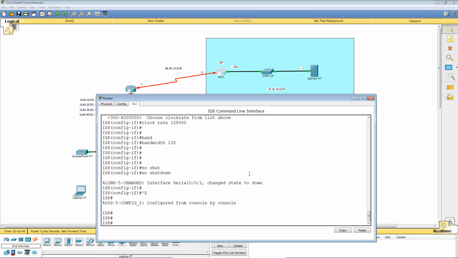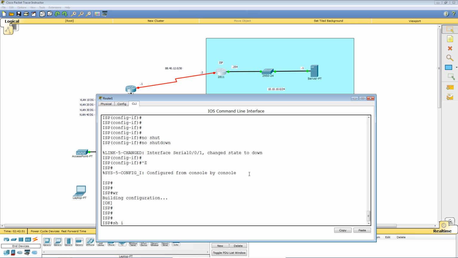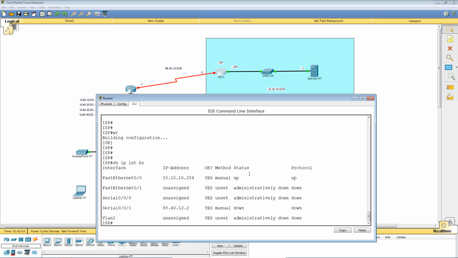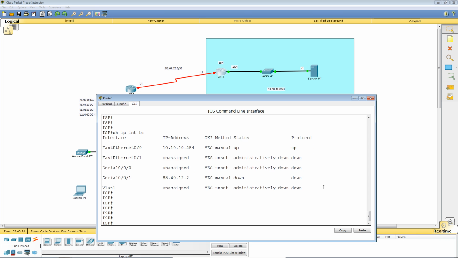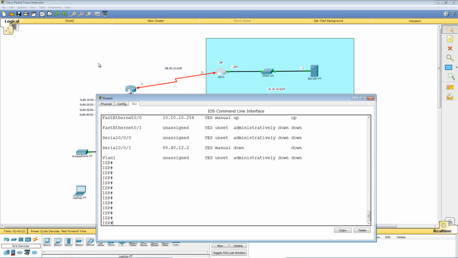If I do a Control Z and a WR and do a show IP interface brief, you'll notice on the serial link it doesn't say administratively down, it just says down. Big difference. Administratively down means I have not told it to switch on. I have not issued no shutdown. Down on the other hand, that means I have told it to switch on. It just can't switch on at the minute because the other end isn't configured correctly. Okay, this end will come up once the other end's configured, which we'll do now.